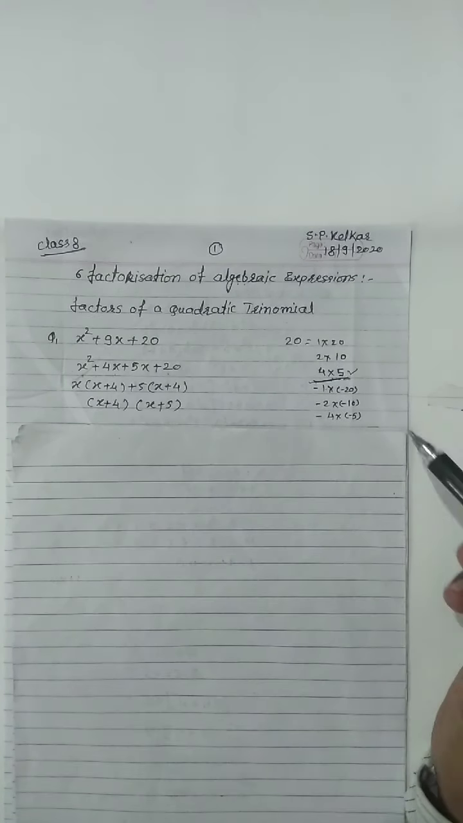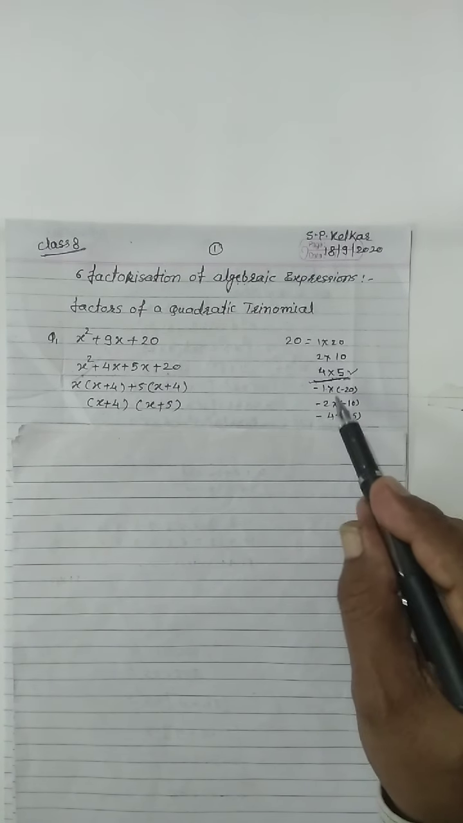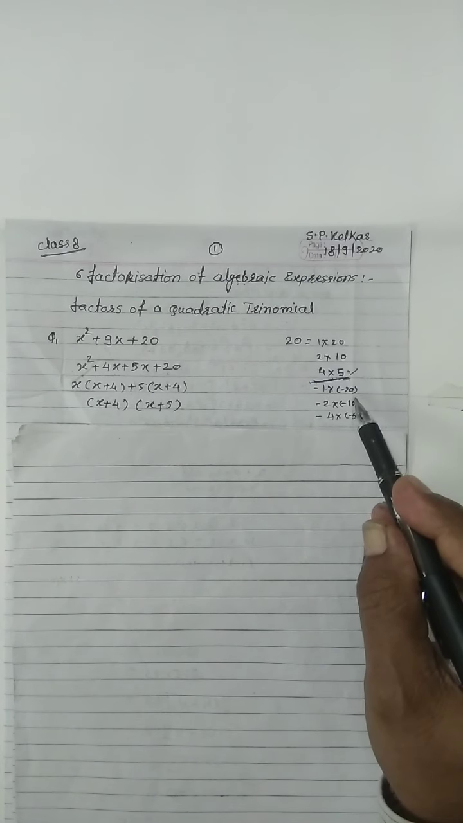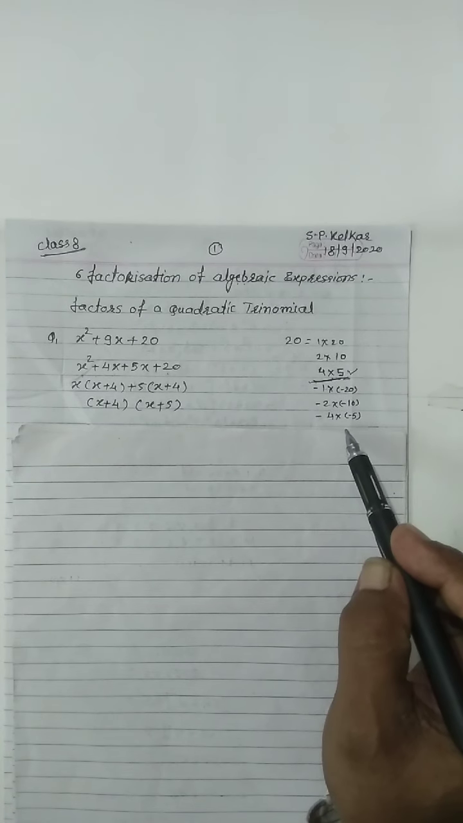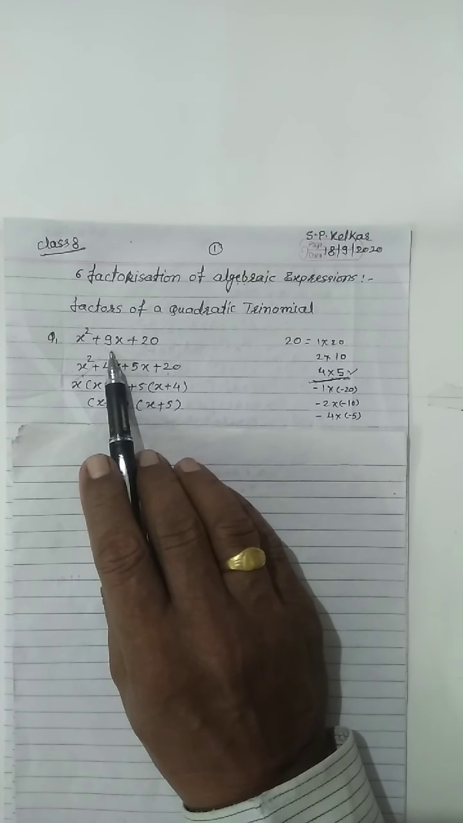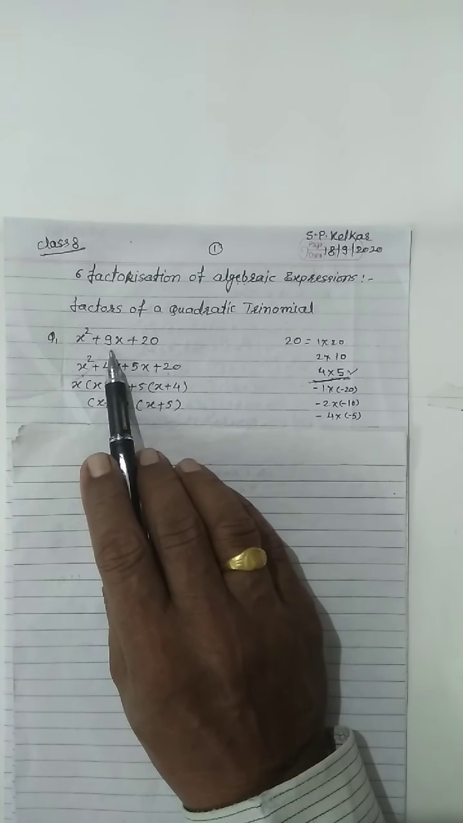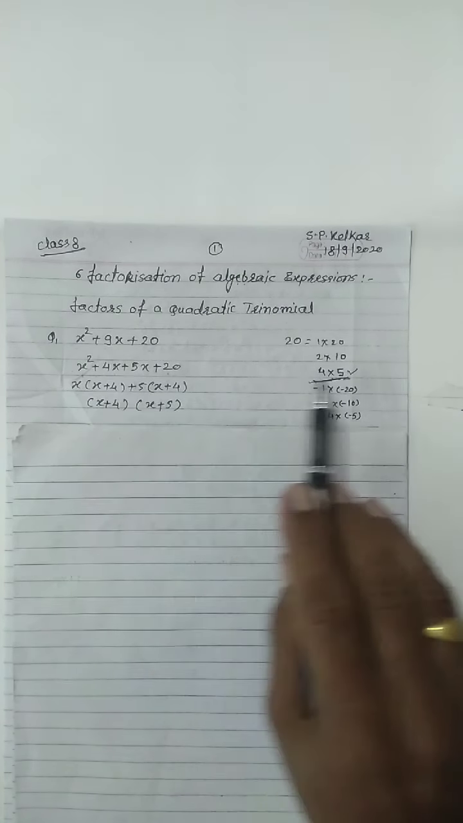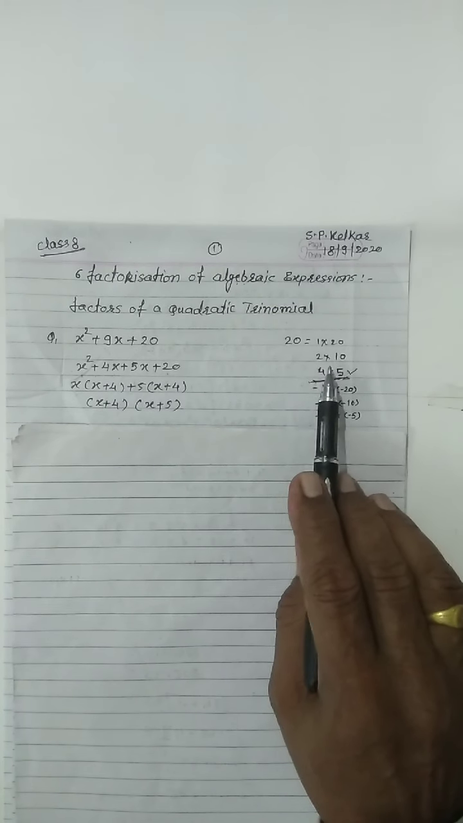The factors of 20 are 1 into 20, 2 into 10, 4 into 5, and minus 1 into minus 20 is also a factor of 20. See, the product of these two factors is the constant term, and if we take the sum or subtraction, then we get the middle term coefficient. Here the middle term coefficient is 9. Now the sum of these two is 21. That is not a proper factor pair for this equation.